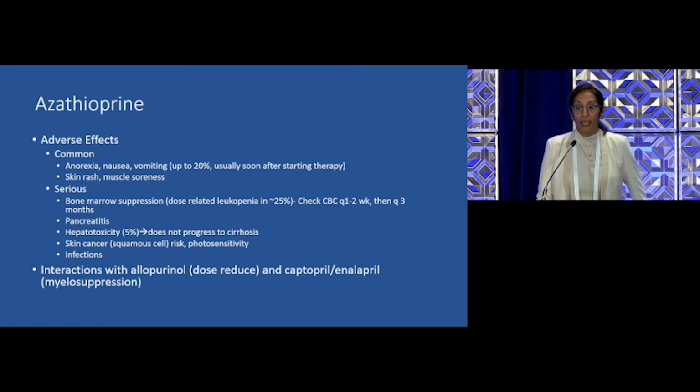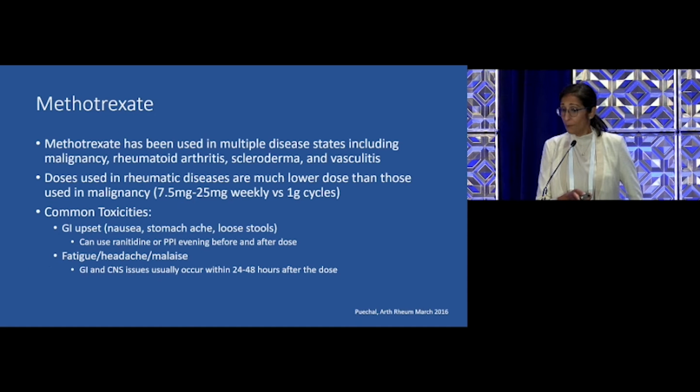Common side effects: anorexia, nausea, vomiting, some GI upset, sometimes skin rashes. The main thing we're looking out for is bone marrow suppression, so we'll check your blood counts pretty regularly at the beginning, and then every 3 months. Super rare, but I have seen it, is pancreatitis, and we'll be checking liver enzymes as well. It doesn't progress to cirrhosis, but it can cause some bump in your liver enzymes. And there are certain medications that, if you're on them, your doctor should be making sure they're adjusting the dose of the azathioprine.